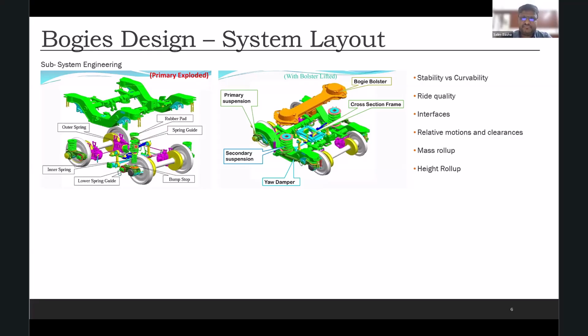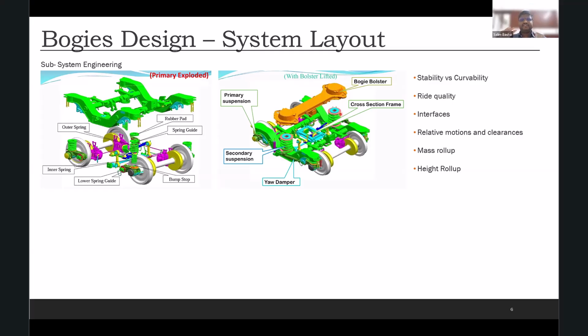This is the primary suspension, and between the car body and the bogie frame, we have another set of suspension, which is called the secondary suspension, which may have a coil spring, or it could also have a rubber pad, or it could have an air spring as well. And then sometimes this is an LHB bogie. That's why you see a bolster between the car body and the bogie frame. But even otherwise, we can directly mount it to the car body as well.